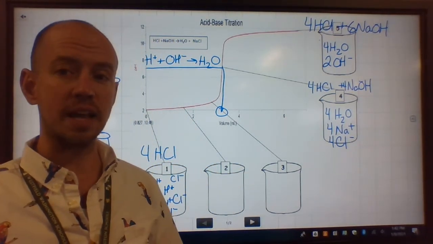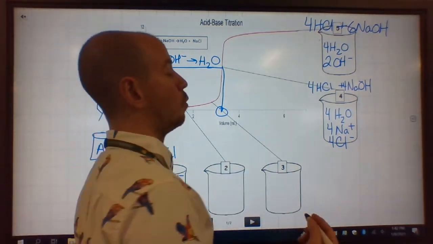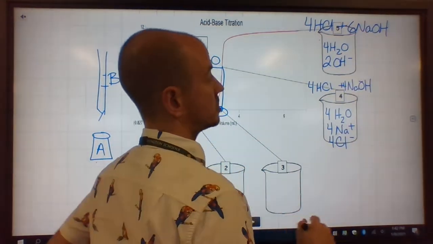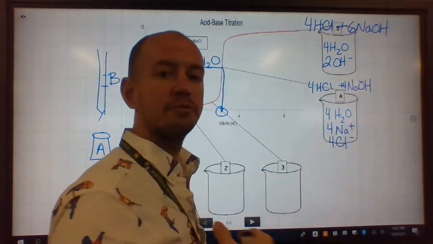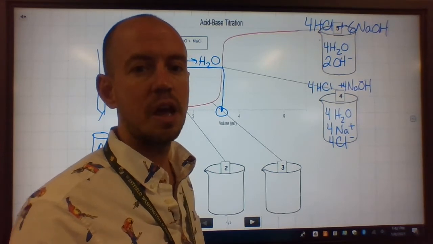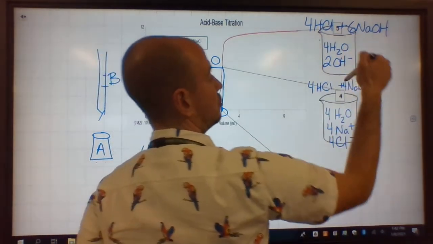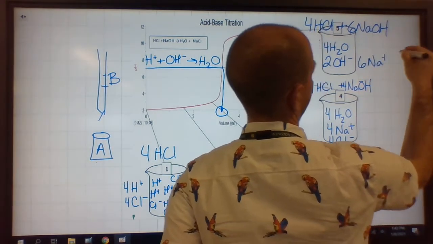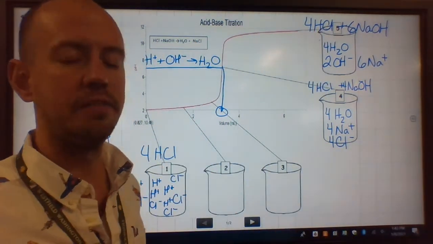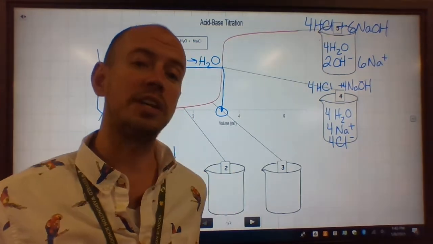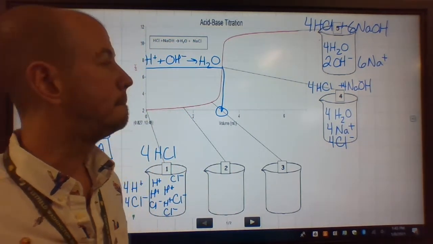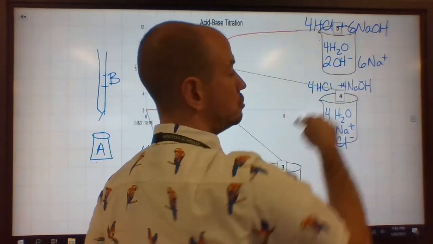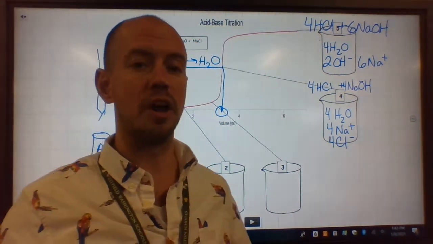Those 2 hydroxide ions come along with some sodium ions. And we might be tempted to say we have 2 sodium hydroxides, but we don't. We have 6 sodiums floating around. So this would also be in the beaker, even though I ran out of space. So there's 6 sodiums in there, but those 2 charges do not equal each other.